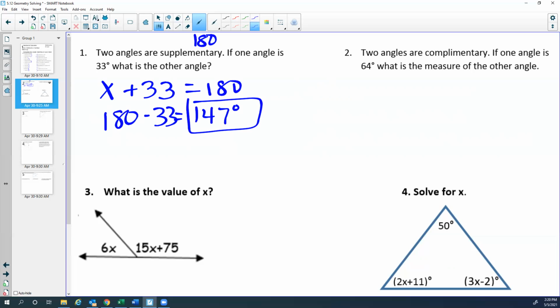Number two, two angles are complementary. Well, that definition is 90 degrees. If one angle is 64 degrees, what's the measure of the other? That means the two angles will add up to 90. So if I do 90 minus 64, that's going to give me my answer of 26 degrees.